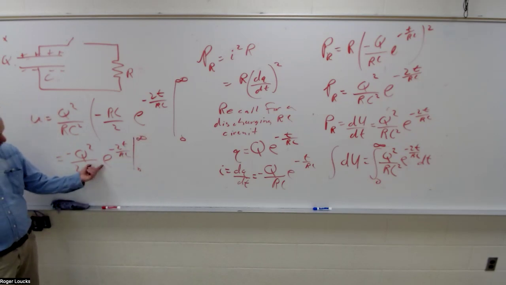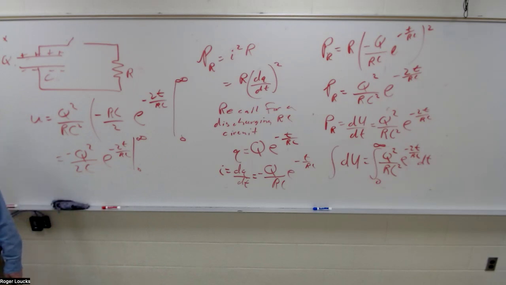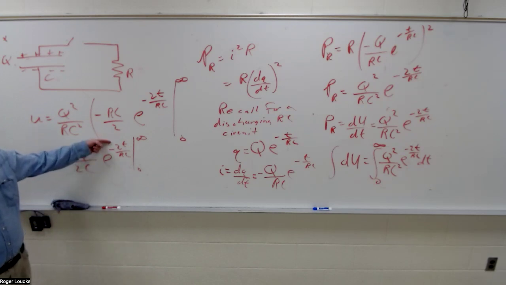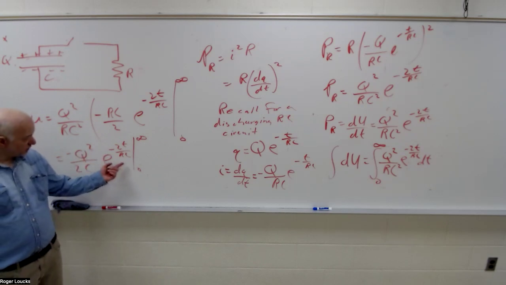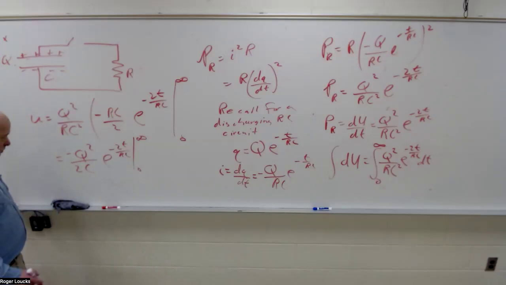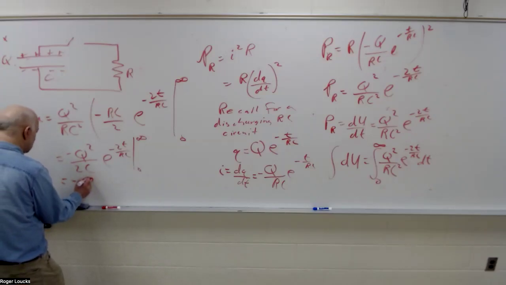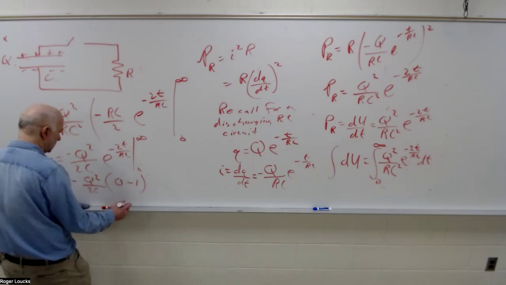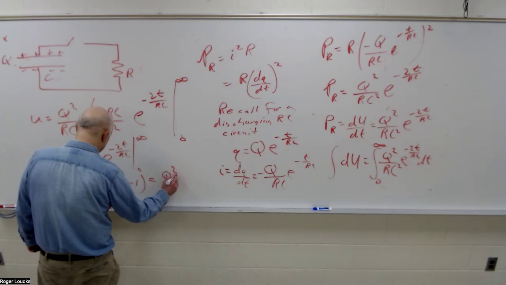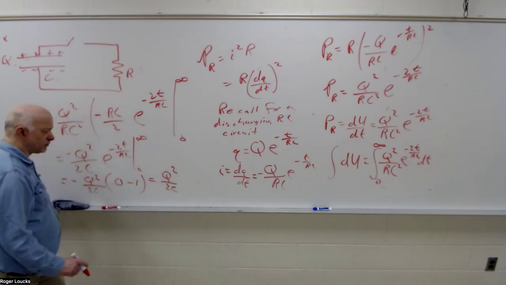Okay. What is this? So I put in the upper limit. What is e to the minus infinity? Okay, it's a decaying exponential, so zero. What is e to the 0? 1. So this gives me minus Q squared over 2C times 0 minus 1. I get Q squared over 2C, and that's your energy dissipated.